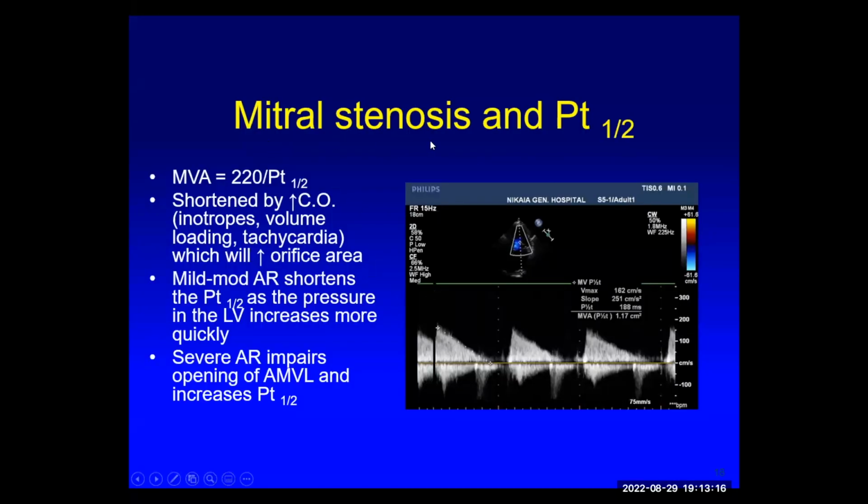On the other hand, if we have a narrowing of the mitral valve, we usually assess it by pressure half time and mitral valve area. Pressure half time, as we know, is the time that it takes for the pressure to equalize at the half point. And through that, with this formula, you can calculate the mitral valve area, in which case here we have 1.17 square centimeters. That's a quite narrow valve, and that assesses the degree of the mitral stenosis. Again, there are some limitations if you have aortic valve regurgitation, which impairs the opening of the anterior mitral valve leaflet. But for the main purpose of understanding mitral valve stenosis, we're looking at pressure half time and mitral valve area.